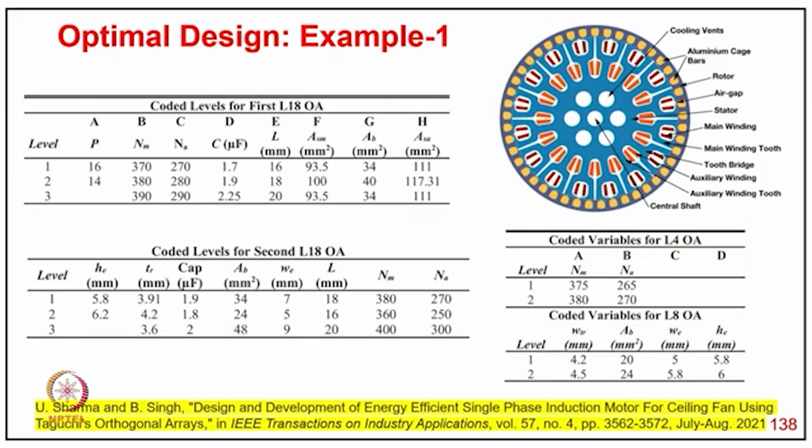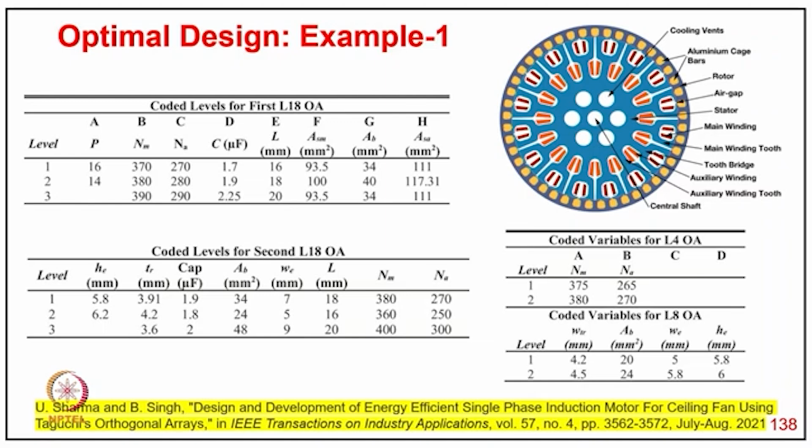Here is the optimal design, typically as coded levels of the first L18, levels 1 to 3, and the variables typically A, B, C, D up to H, as we mentioned: the number of poles, the number of main turns, auxiliary turns, capacitor, of course, and motor stack length, the main winding conductor bar area, and the auxiliary winding cross-section area. Similarly, the coded levels for the second OA, with levels 1, 2, 3, are HE, height of winding, TR, cap, extra value A, B, W, E, L, NM and NA.